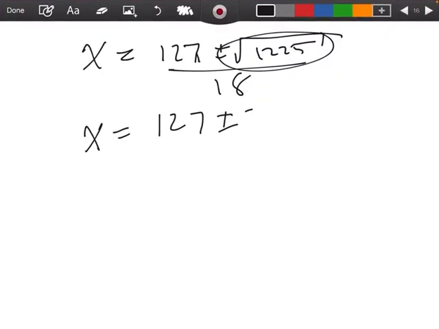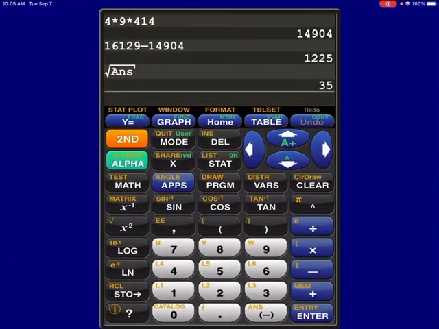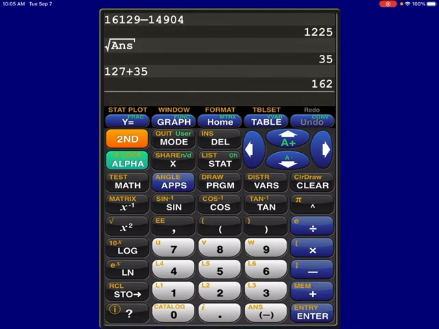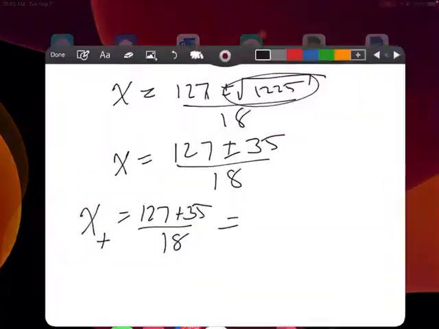So guys, that's the reason why I said let's use the quadratic formula, because trying to factor it would be a lot harder than using the formula. The numbers are big, but that's why we got our calculators, right? Okay, so remember, we're going to do one when we add. So we're going to take 127 plus 35 over 18, and see what we get. 127 plus 35, divided by 18 equals 9. Okay, so the first answer is 9.